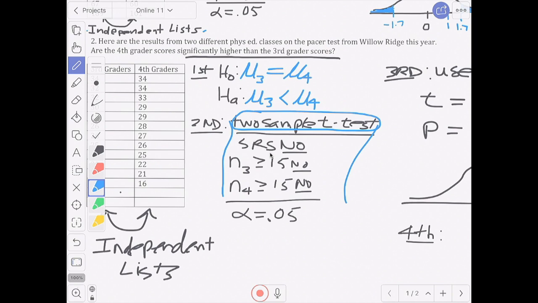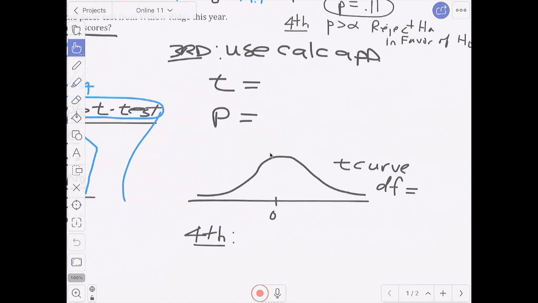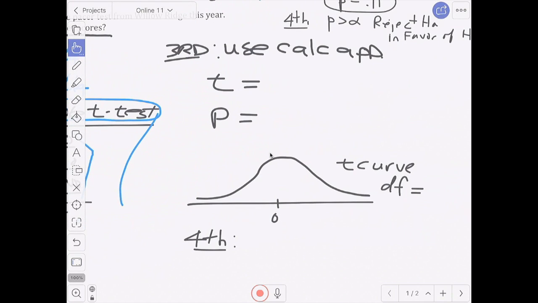So it's very clear. The conditions aren't very ripe since it's not a random sample of students, and also our sample size is so very small. Before you leave the second step, set your significance level. Now, to finish this question off, we're just going to race to the finish line by using the calculator app to complete the rest of the work for us.